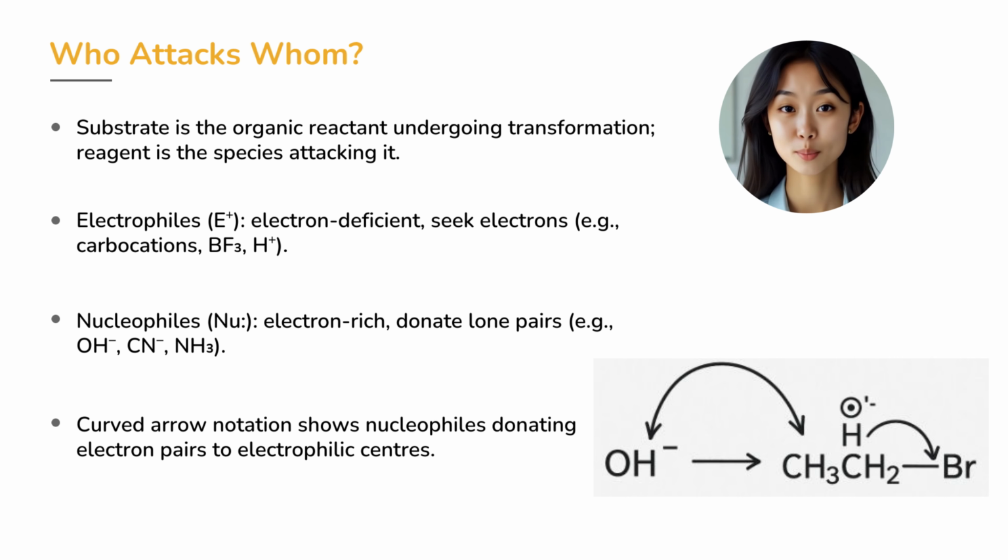They attack electron-poor centers. In mechanisms, we track them with curved arrows. The tail shows the electron source and the head shows the destination. For example, when hydroxide ion attacks ethyl bromide, written as CH3-CH2-Br, the electron pair flows from oxygen to carbon, pushing bromide out. That is the story of a nucleophilic substitution. It's almost like matchmaking. Nucleophiles donate electrons, electrophiles happily accept them.